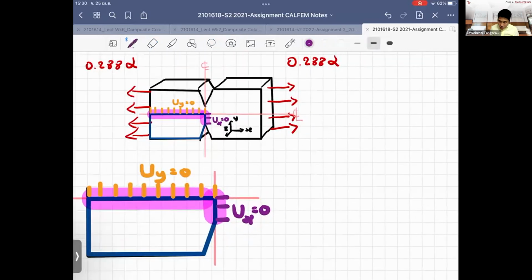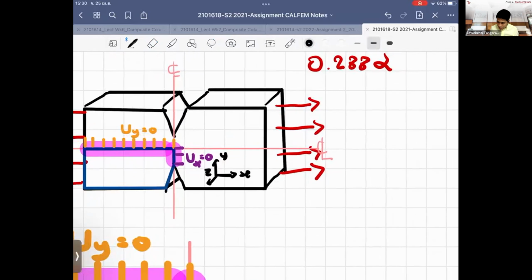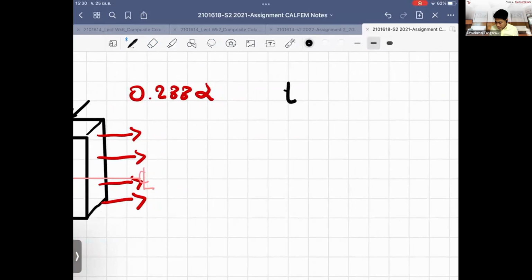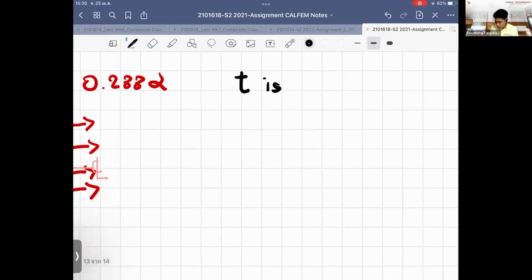Because we are assuming that this problem is a thin specimen, and the thickness of this, we state, is equal to T, and we say that T is so thin, that's why we can simplify the problem to become plane stress.